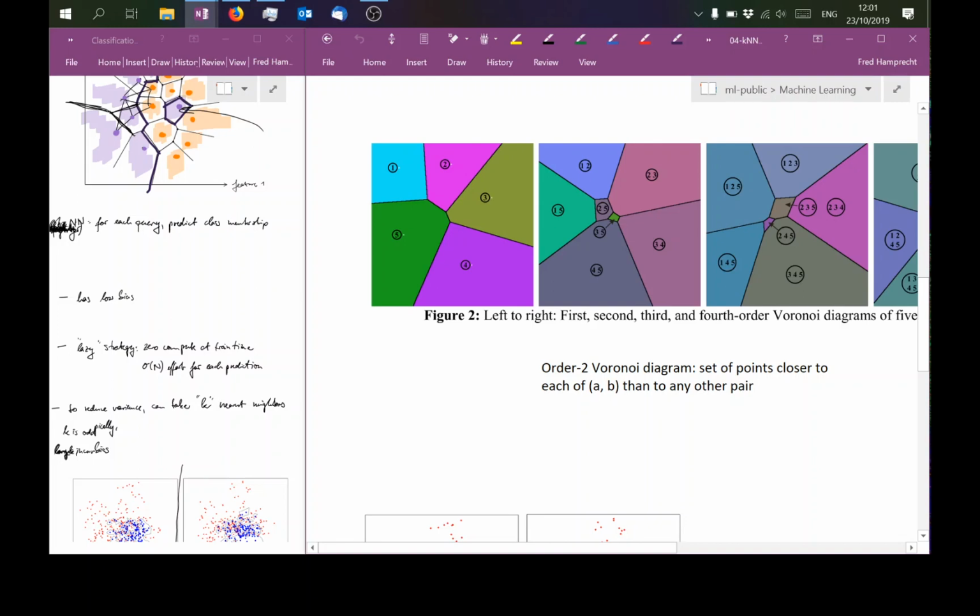But nobody would implement it this way. It's just conceptually how it relates. I'm grateful for the question because it's a cool thing. Higher order Voronoi diagram, we've had the chance to talk about it.